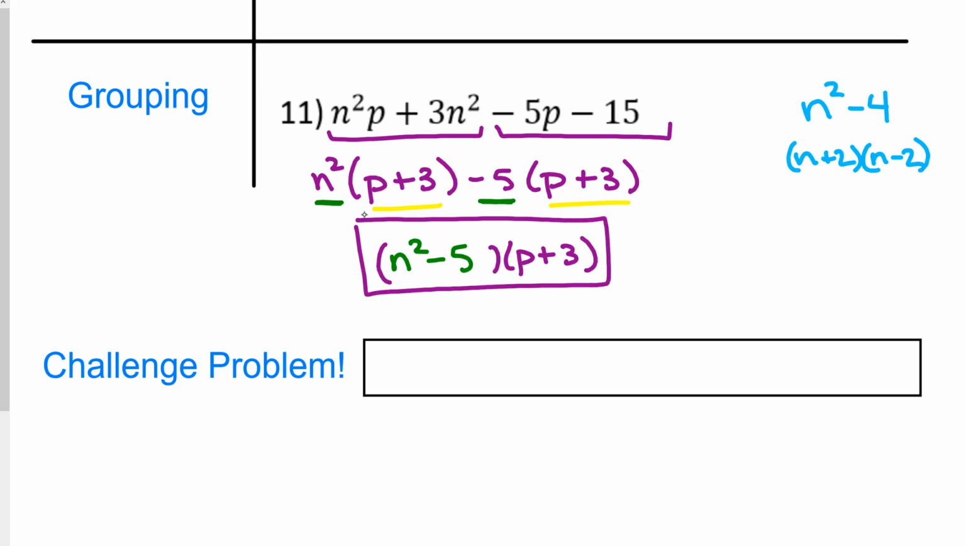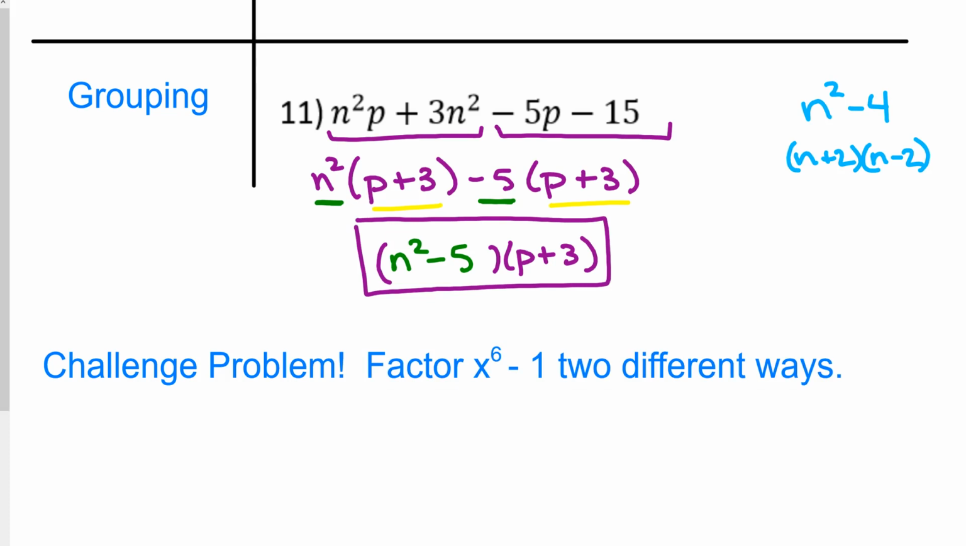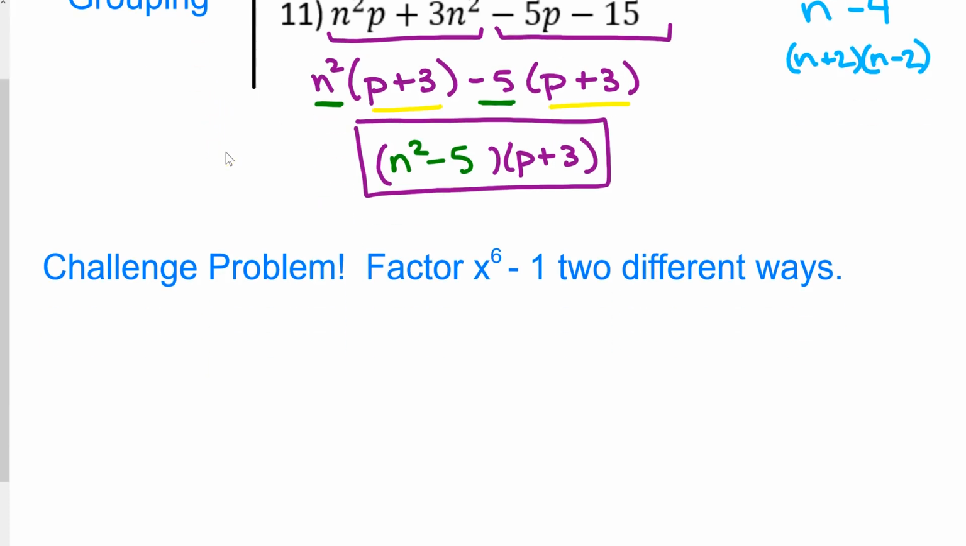Okay, so let's end with a challenge problem here. Factor x to the 6th power minus 1 two different ways. So go ahead and pause and give that a try, and then you can come back and compare what you did with mine.